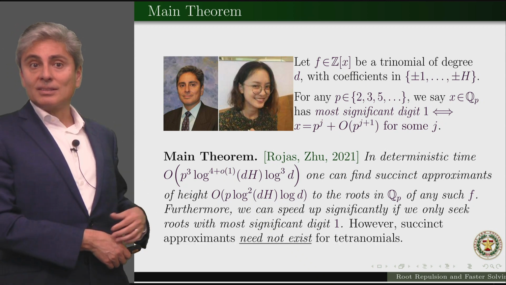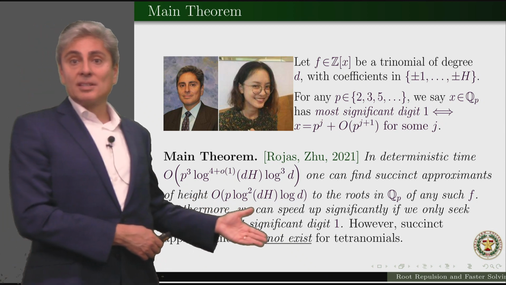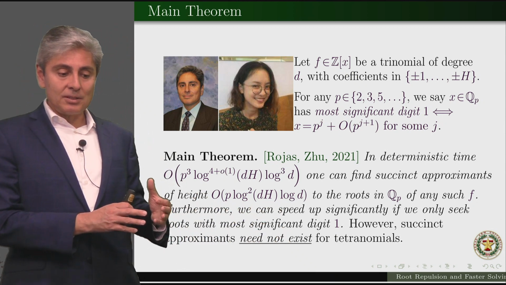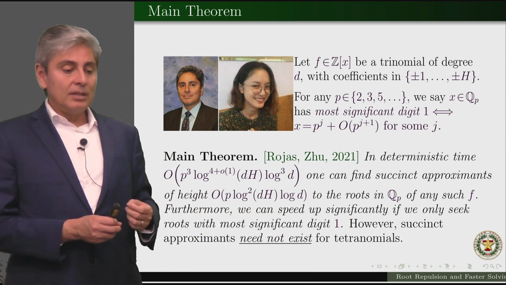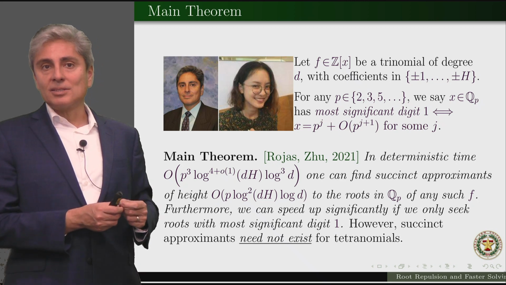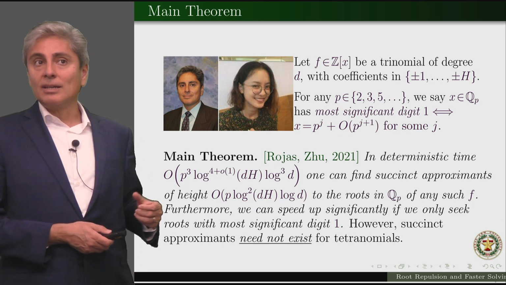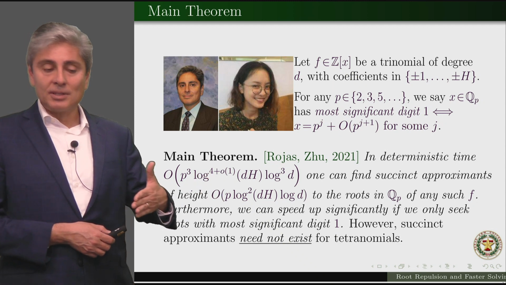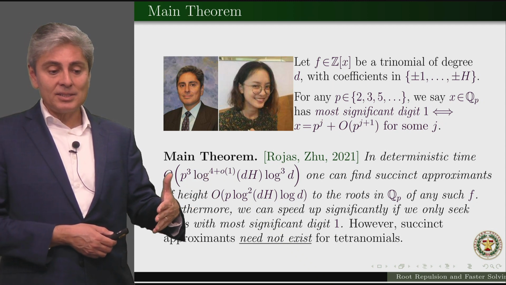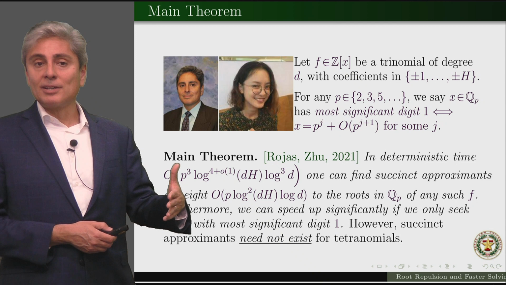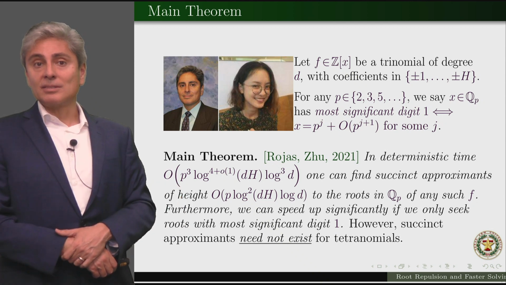Final note: succinct approximates need not exist for tetranomials. So we actually have explicit families of examples where the roots become too close, and it's simply not possible to approximate them efficiently in the sense that we're doing for 3 terms. So there's a definite boundary for the deterministic complexity, and therefore, if you want to speed up faster, randomization is going to be your friend. And working average case is also going to be very, very useful.